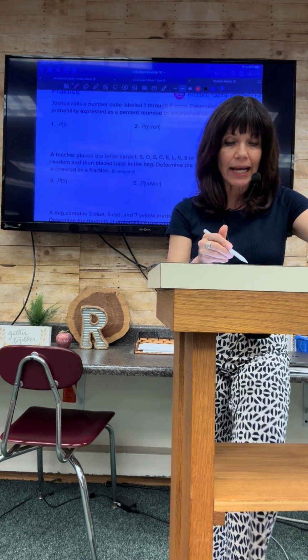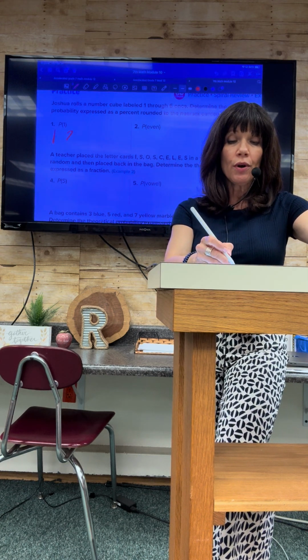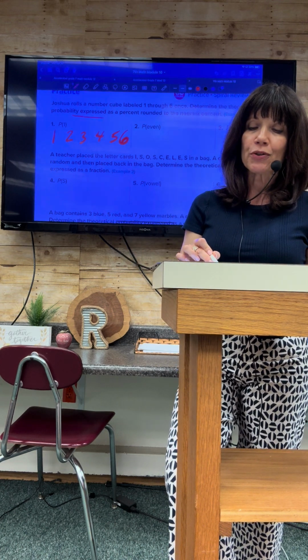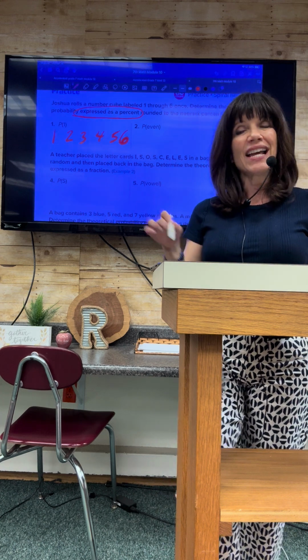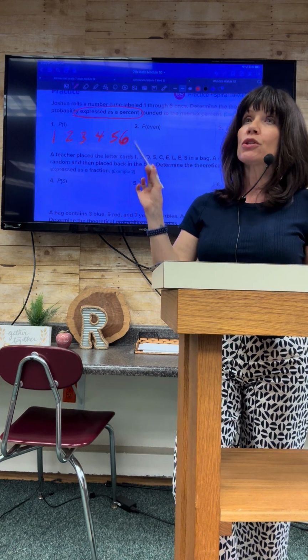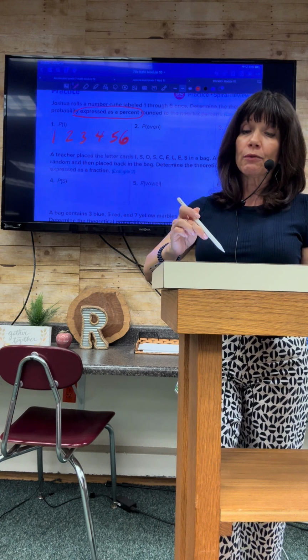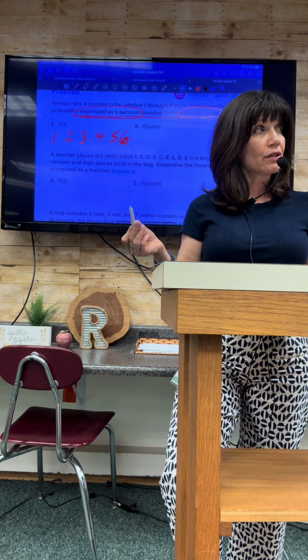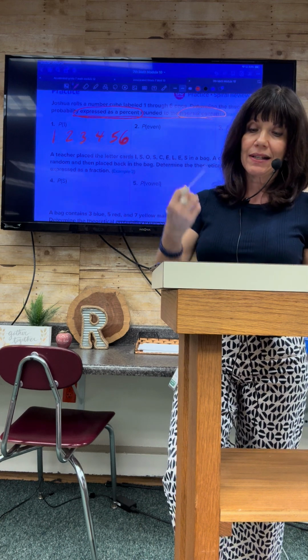Starting at the top of this page, Joshua rolls a number cube labeled 1 through 6 once. Class, on number 1, write 1, 2, 3, 4, 5, 6, representing all the possible outcomes on a number cube, which we also call dice. Determine the theoretical probability expressed as a percent. Please circle that phrase, expressed as a percent. I'm going to teach you today how to find the theoretical probability, then express it as a percent, then round it to the nearest whole percent, so the nearest ones place once it is a percent.